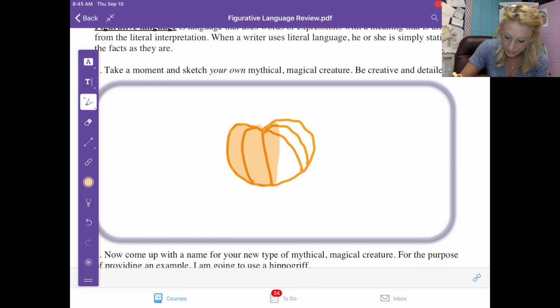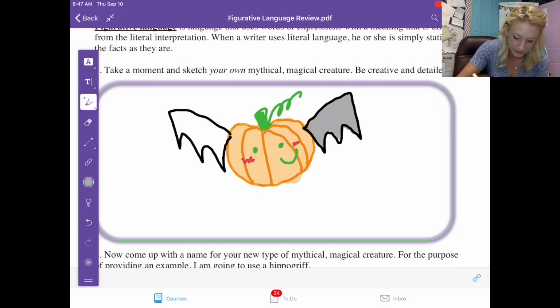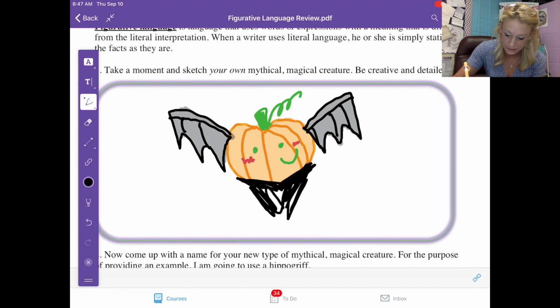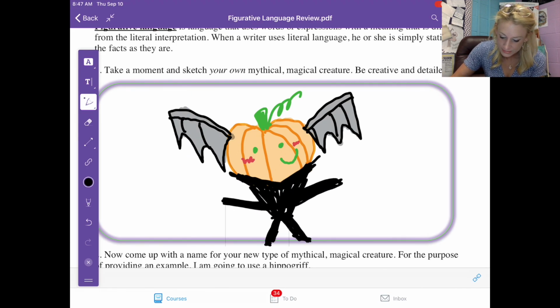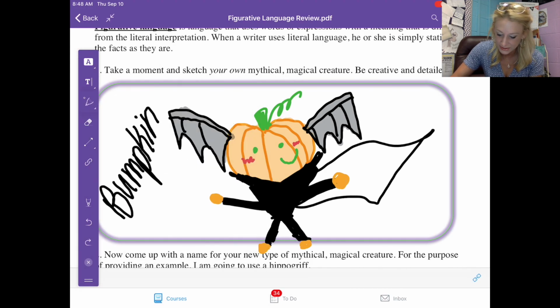It's going to be important that you give your creature a name, because today we're going to be describing our creature using different types of figurative language. Since we're coming up on fall, and I have fall on my mind, my creature is going to, there we go. Okay, so your creature is going to be the basis of our practice with figurative language techniques.